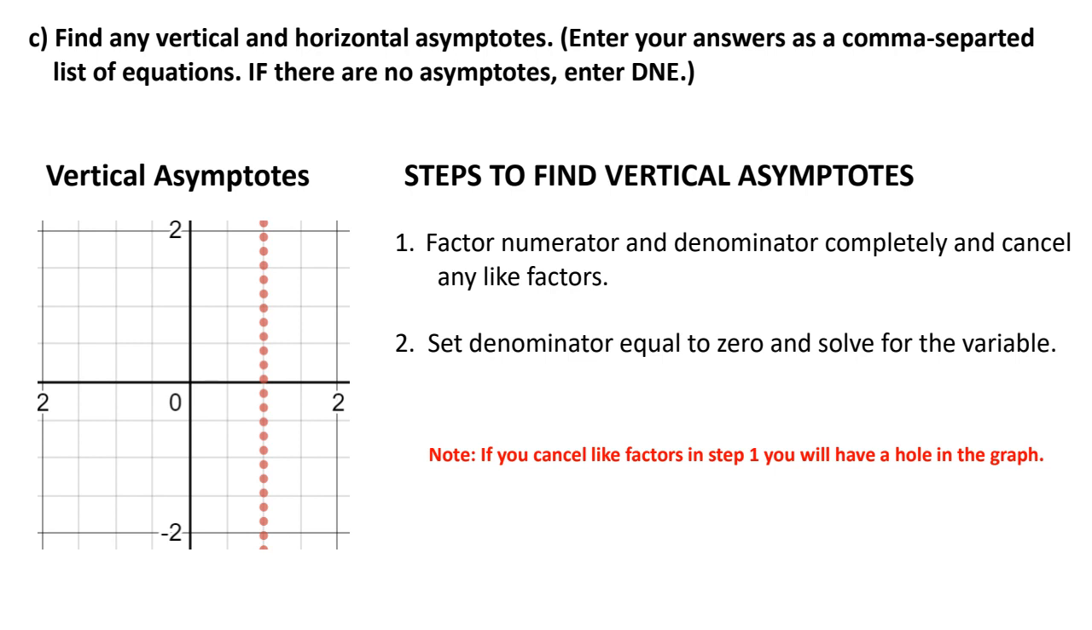Again, when we represent these in a graph, and for WebAssign, I know here they look like dots, but on WebAssign you would draw our vertical asymptotes as a dashed line. Again, these are lines that our graph cannot cross or touch.